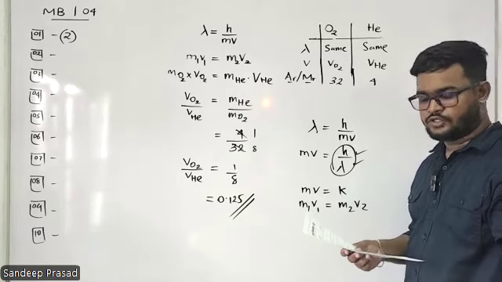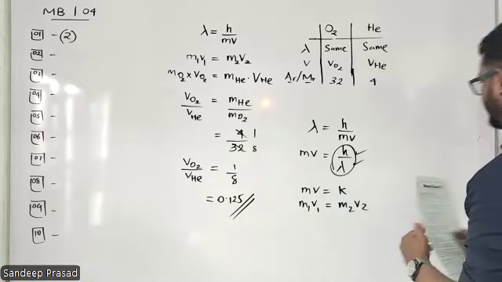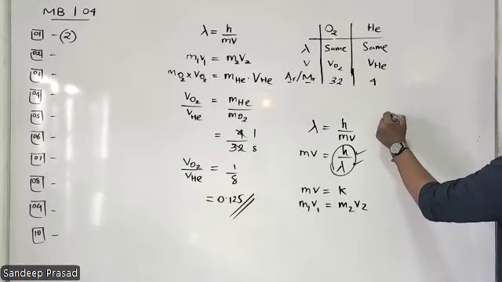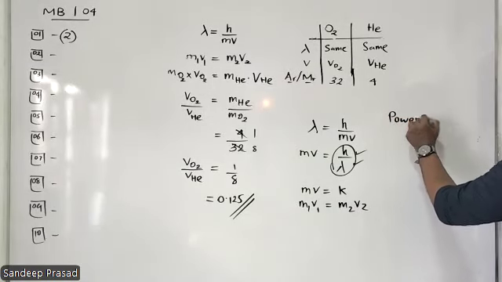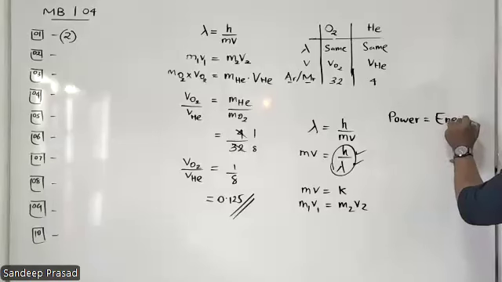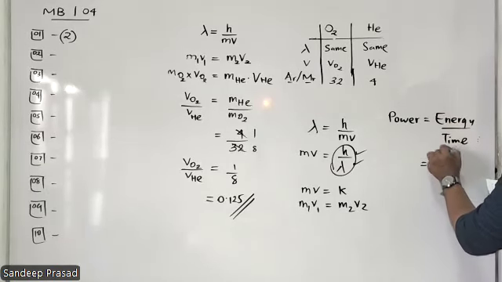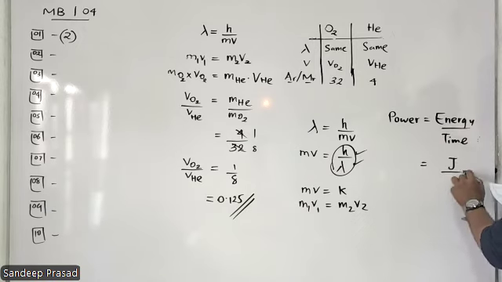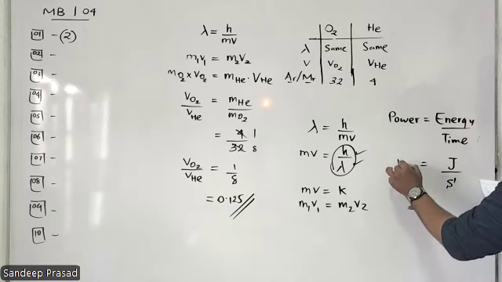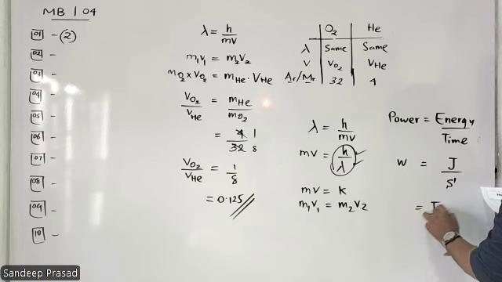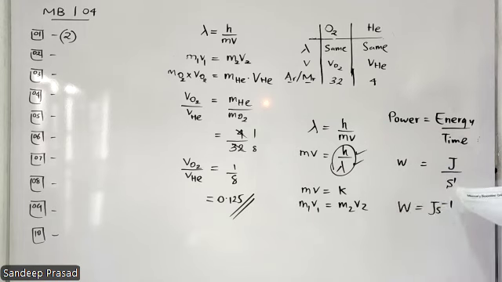Power, joules per second. We know that power equals energy over time, right? So the unit for the energy, we can take that one as joules. Time is seconds, and this is actually considered as watt. So joules per second is considered as watt, right? So this is the energy per second.